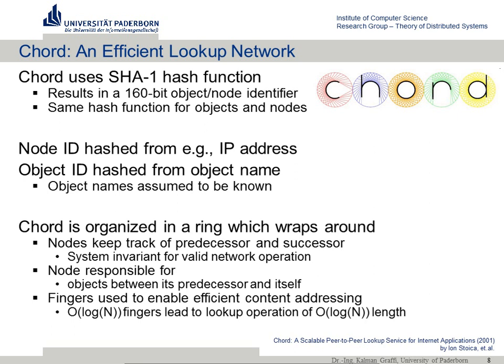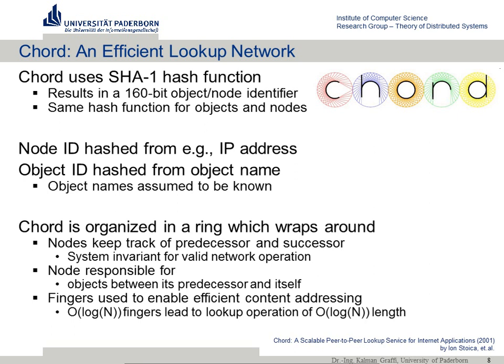So what does it do? First of all, we have an identifier space. For that you have 160 bits, and we have a SHA-1 hash function that generates these bits. The node ID we get from the IP address by just hashing it. The object ID we get by hashing the object name. Nowadays sometimes the object content itself is hashed, but just to get the idea, this is how you get the object ID.